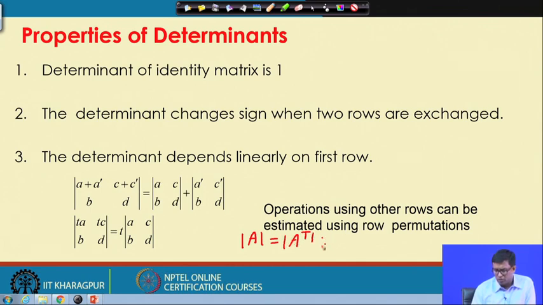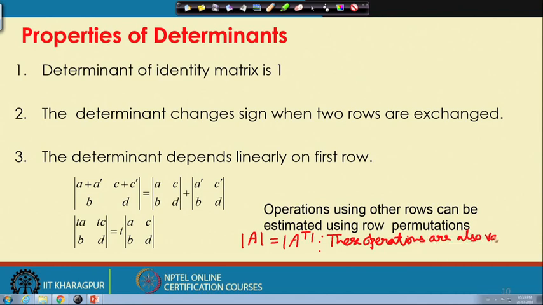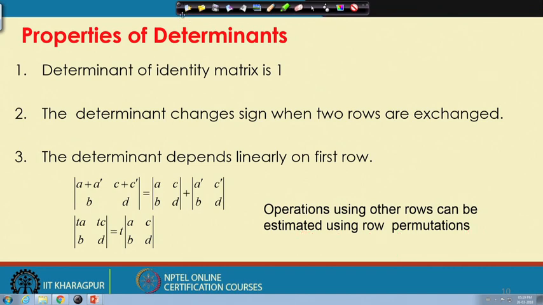So, we will say these operations are also valid for columns, because I can change the matrix as A transpose, and rows can take the role of columns in that case, or columns can take the role of the rows. So, the determinant depends linearly on any row or any column, only on that row or that column.